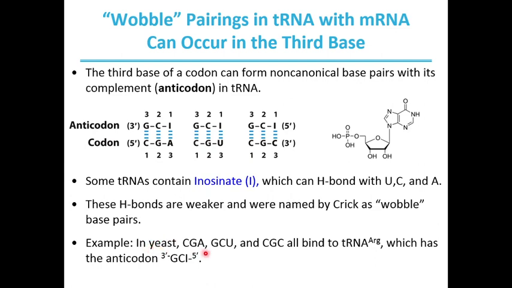For example, in yeast, CGA, GCU, and CGC all bind to the tRNA for arginine, which has the anticodon GCI. So the inosine in there can hydrogen bond with adenine, uracil, or cytosine. However, you may see that inosine cannot hydrogen bond with guanine.